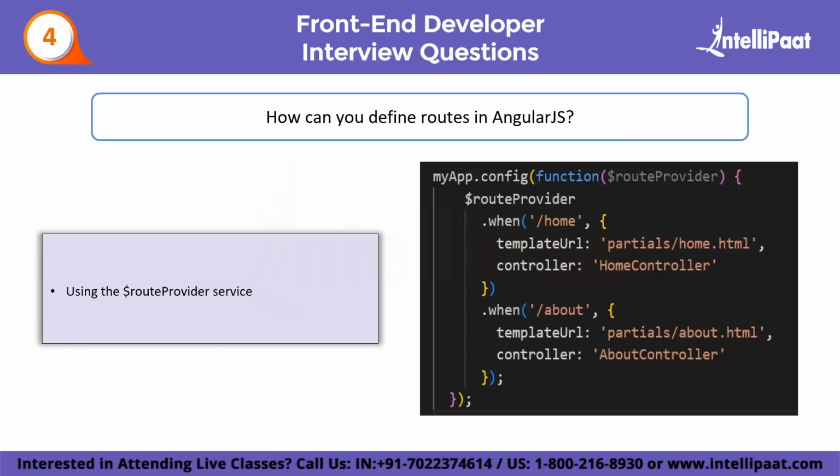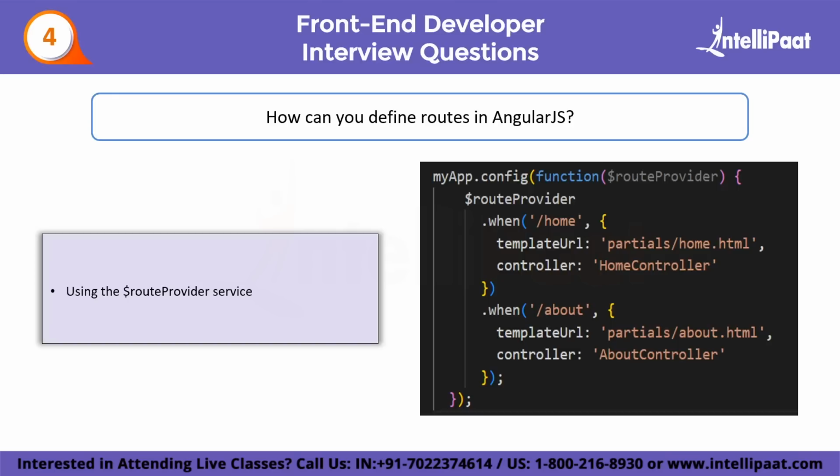The answer to this question would be, in AngularJS, you can define routes using the ngRoute module, which provides the $routeProvider service to configure routes. In order to define routes in AngularJS, you first have to make sure that you include the ngRoute module in your AngularJS application. You can do this by adding a script tag to include the AngularJS script file and another script tag to include the angular-route.js file.